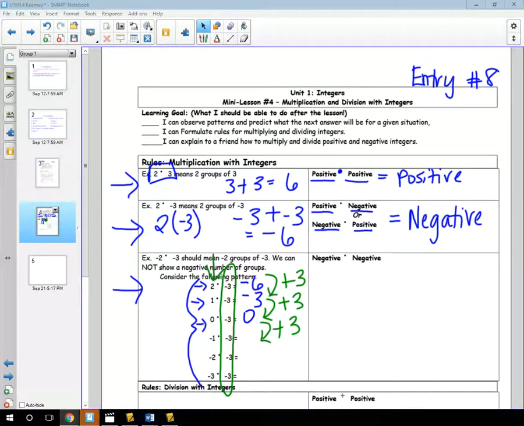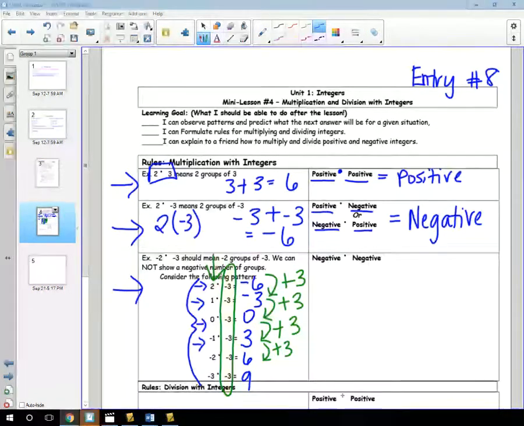So then that helps me find my answer. -1 times -3 is actually 0 plus 3, which is 3. Okay, if I go to the next one, if I increase by 3 again, that means -2 times -3 would be +6. And the last one, -3 times -3 is 9. Okay, so we can't really say a negative number of groups, but I can look at a pattern and see that every time I'm multiplying a negative times a negative, I'm getting a positive. Okay, so anytime you have a negative times a negative, it is a positive.